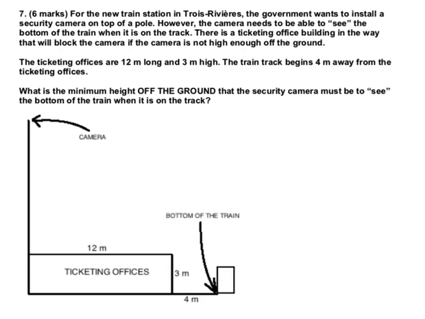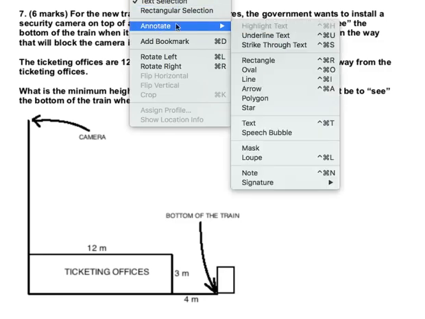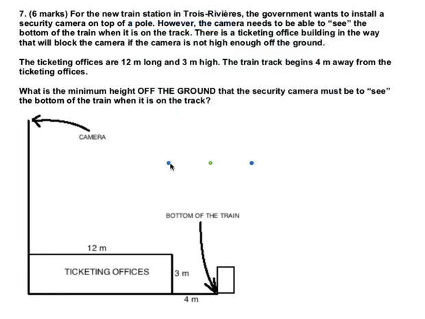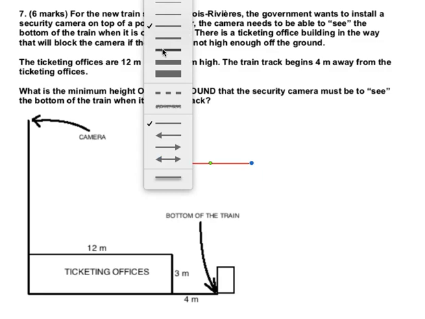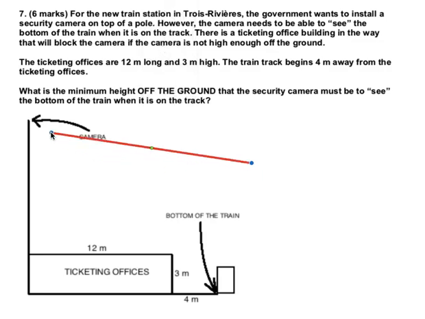And here, what's the best tool for me to use? Annotate with a line. I'm going to make it a line that's actually visible, nice and thick too. So this line goes from the camera to the spot. You see in the question it says that the camera must be able to see the bottom of the train. The arrow is saying this is the bottom of the train right here. So when this line is in place, it's a little easier to see that I'm dealing with two similar triangles.